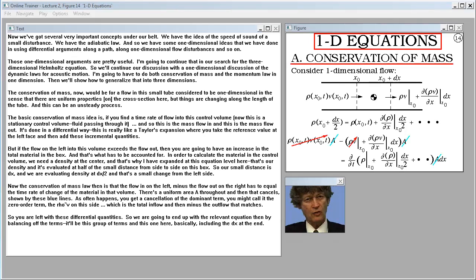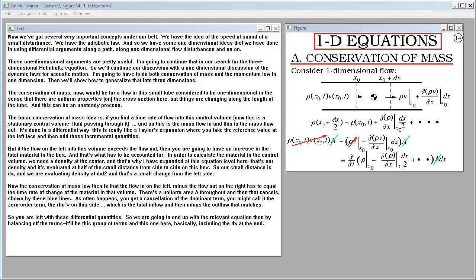Now we've got several very important concepts under our belt. We have the idea of the speed of sound of a small disturbance. We have the adiabatic law. And so we have some one-dimensional ideas that we've done using differential arguments along a path, along one-dimensional flow disturbances, and so on. Those one-dimensional arguments are pretty useful.